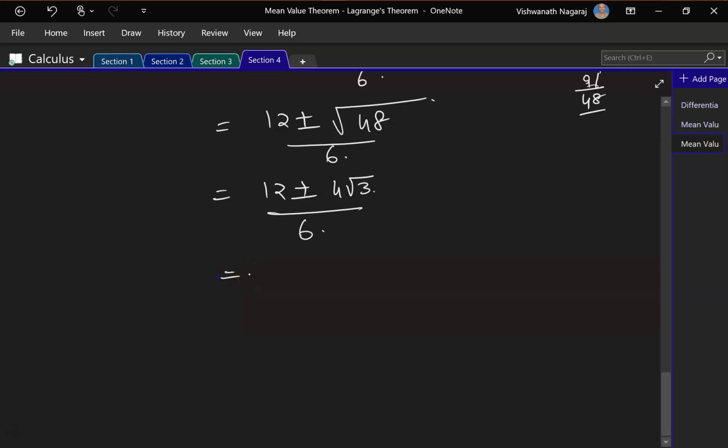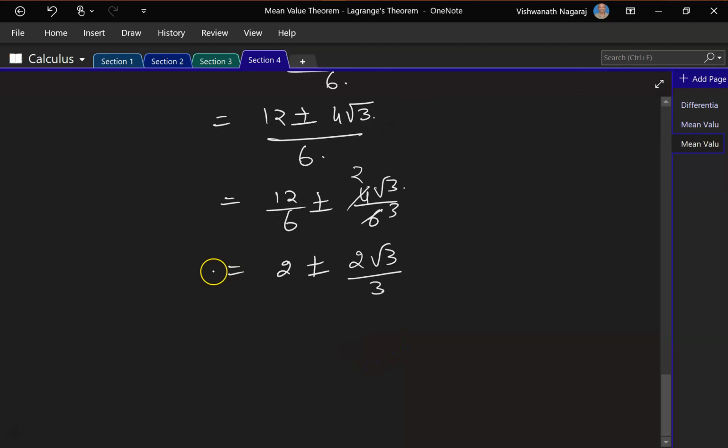Okay, let's split it up. So 12 by 6 plus or minus 4 by 6 root 3. That is 2 plus or minus 2 root 3 by 3. Okay, so which means that there are 2 points in between a and b where the slope is parallel to the chord formed by connecting (a, f(a)) and (b, f(b)).